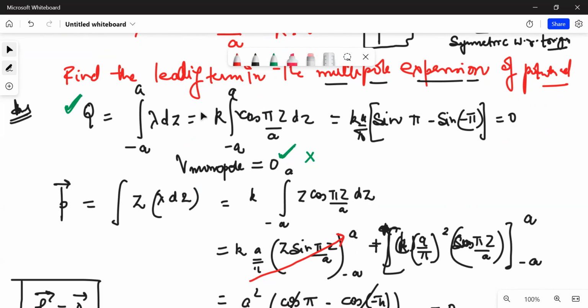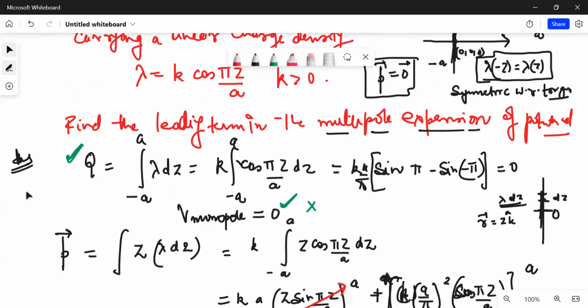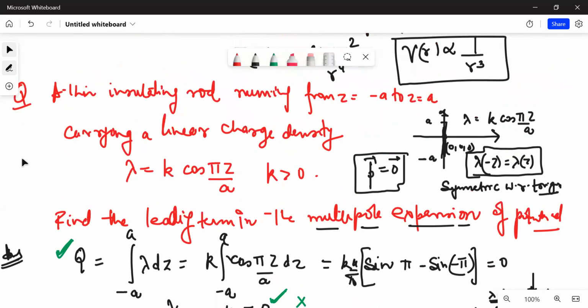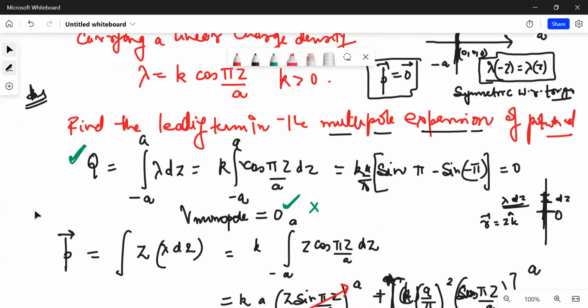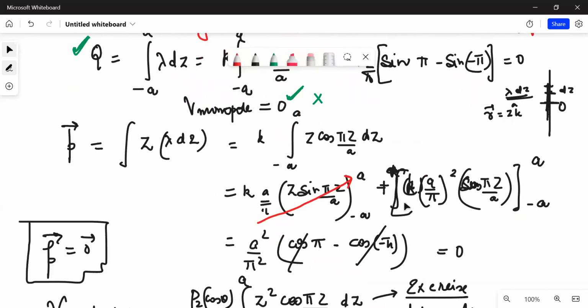Just to explain this, let's say this is your charge density on the z-axis, and this is your origin. At a distance z, I have taken an element dz, and this element contains the charge lambda dz. So your r vector can be written as z k cap, and dq can be written as lambda dz. Lambda happens to be a function of z here, which is given by this. So if you solve this up, you'll find that your p vector would also come out as 0.